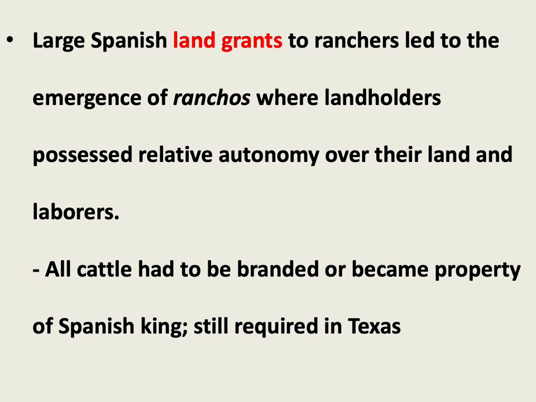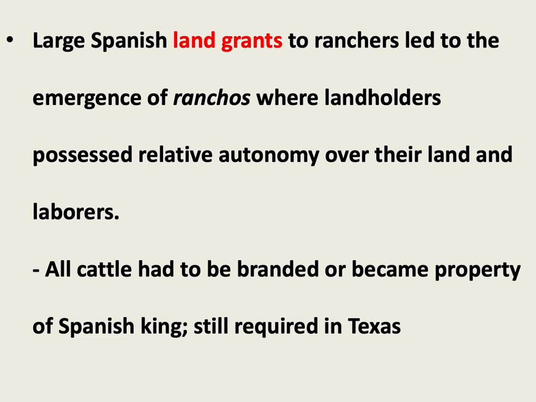Now, the first ranches were set up after the Spanish gave large grants of land to people with political connections, either in Spain or with the Spaniards running Mexico. And this led to the emergence of ranchos, which means a fairly large ranch. And here the landholders really had great power. They had virtual autonomy or independence over what happened on their land, as well as how they treated their workers.